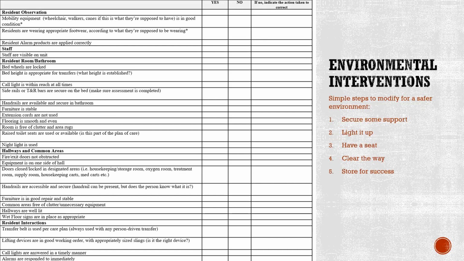Some of those environmental interventions, we went over those five simple steps to looking at the environment. But this is just an environmental observation review. It can be done by any associate, by a resident, or by a family member, just looking at what could potentially be an external factor impacting falls for our tenants and our residents living with us.